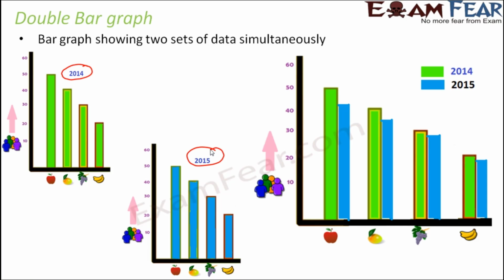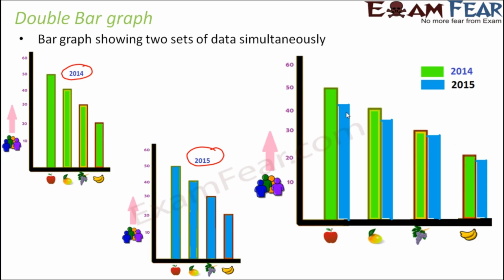Here also we draw the same XY axis, but here you see instead of just one bar you have two bars. All those bars which are represented in green represent 2014, and all those represented in blue represent 2015. Now looking at this double bar graph, you can very clearly say that the liking for each of the fruits has decreased from 2014 to 2015. That means with passage of time, the liking for fruits is decreasing or reducing. So this is an example of a double bar graph.